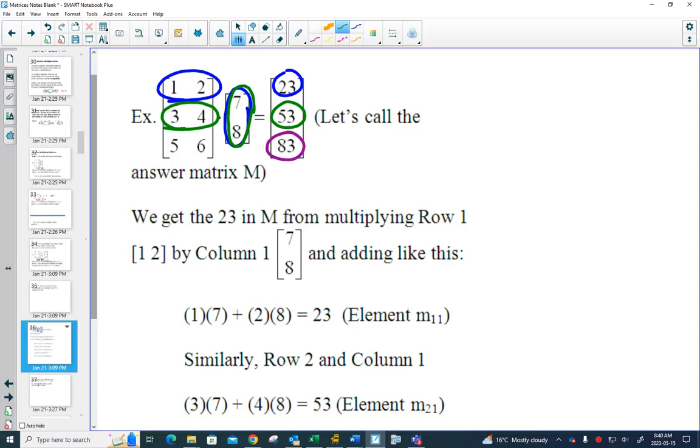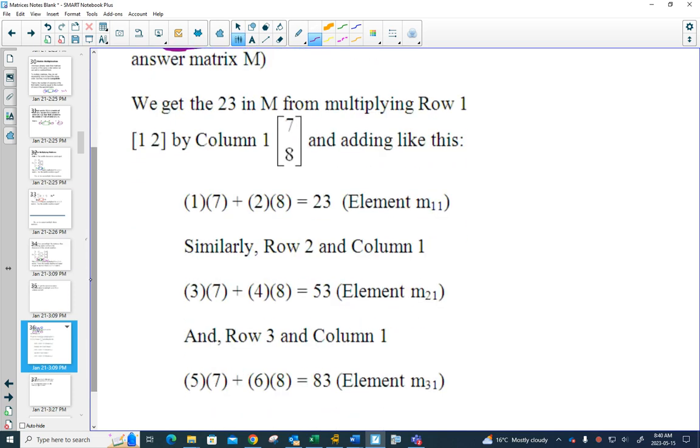And finally, the purple one, its position in the answer is row 3, column 1. So now we would take row 3, turn it, multiply the corresponding elements, add them together, and get 83.